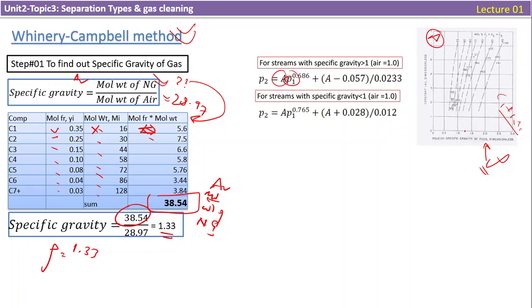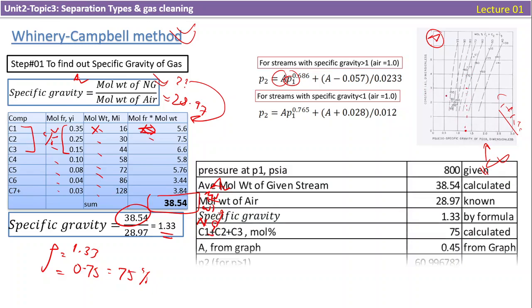So with the help of 1.33, that comes near about here, and then we have to find out the value of C1 plus C2 plus C3. These three values in percentage, if you add them, come to 75%. So this is the value, and we go for the 75%. So it comes around here.